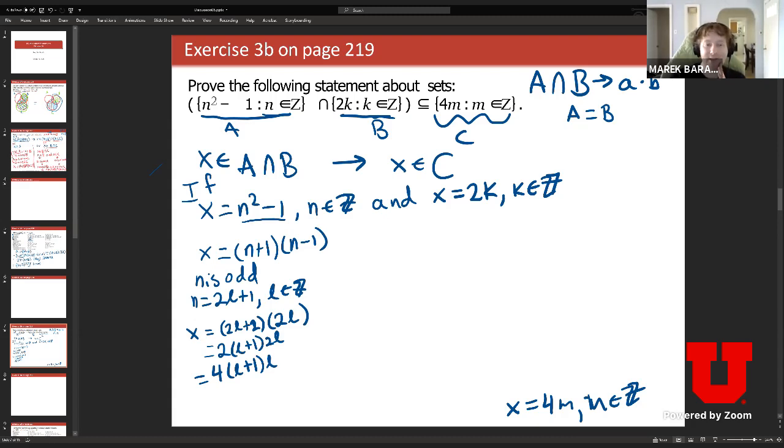So if n was even, we'd do the same thing, but we would find that we have an even times an odd number. An even plus an odd number is odd, an even minus an odd number is odd, and this whole product would be odd. So we know that n can't be even because we'd have odd times odd, and so this case doesn't happen.